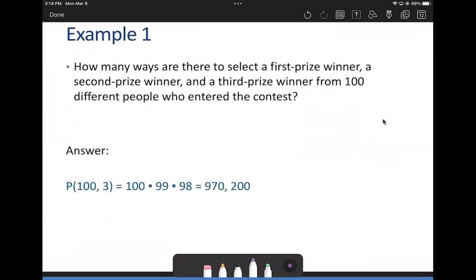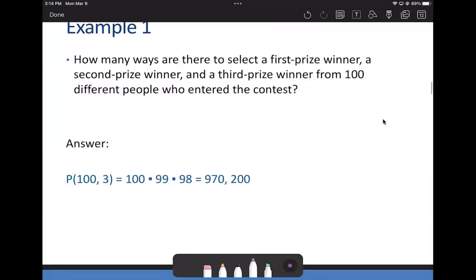So para maliwanagan kayo. Okay, so how many ways are there to select a first prize na winner, a second prize na winner, and a third prize na winner from 100 different people who entered the contest? So we have 100 people here, and we are concerned about selecting the first prize and then the second as well as the third. So for the first na position or the first prize na winner, there are still 100 people that we can select from. Okay, so that is N, right?